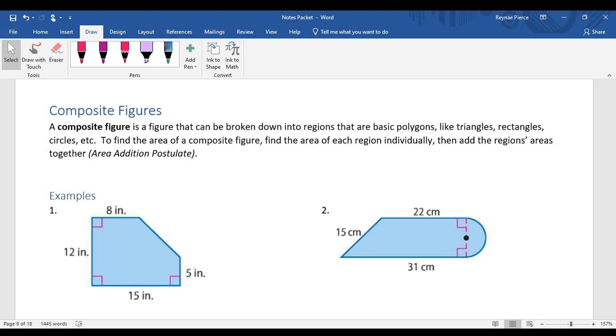The second part of 11.4 talks about composite figures. Essentially, with composite figures, we're just going to break them down into smaller polygons that we know how to find the area of, like a triangle or a rectangle or a circle, maybe even a trapezoid. Then we're going to find each of those areas individually and add them together, or add and subtract, whatever the situation may call for.